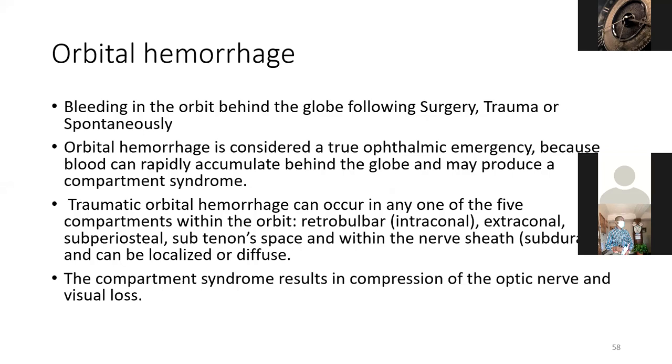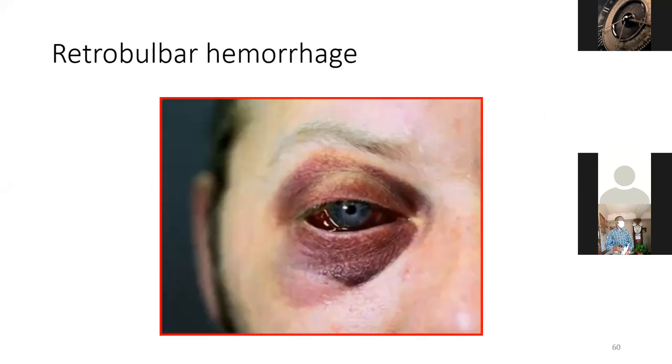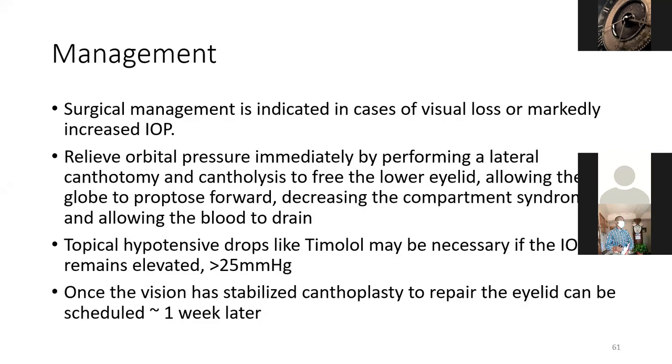I'm going to skip this and let you read it on your own. Orbital hemorrhage. This is a patient who has had retrobulbar hemorrhage. Intraocular foreign body.